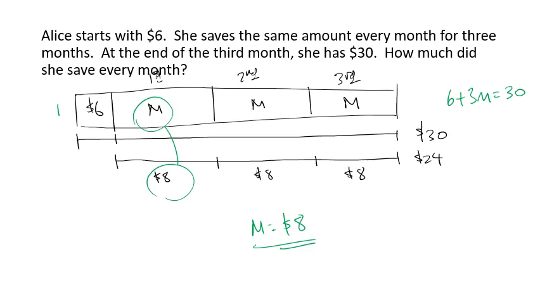Again, if you were to write it out, now this is 3m equals 24, and then we're dividing by 3, and so m equals 8. So you can see that what we're doing in the strip model is not any different than what we would do algebraically, solving it using an equation.